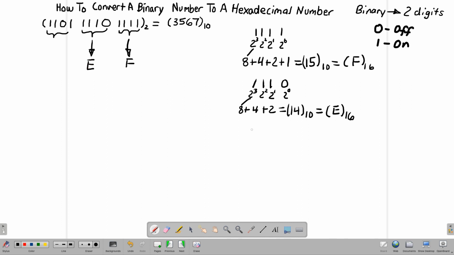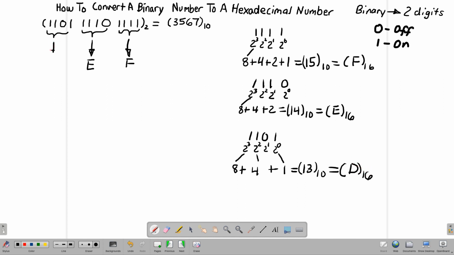Alright, so we look at the next group, which is 1101, and let's do it again. We have 2 to the 0th power, 2 to the first. These are the positions, 2 to the third, and we look at the ones that are turned on. We see we have 2 to the third turned on. We have 2 to the second, and also 2 to the 0th. So we add 8 plus 4 plus 1. This comes out to be 13 in the decimal system. And this equates to the value D in hexadecimal. Alright, so we have the value D.